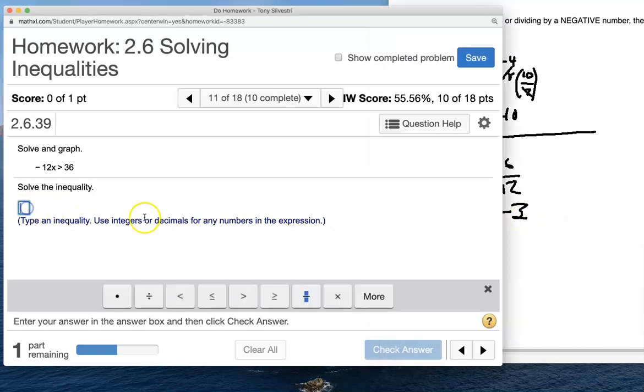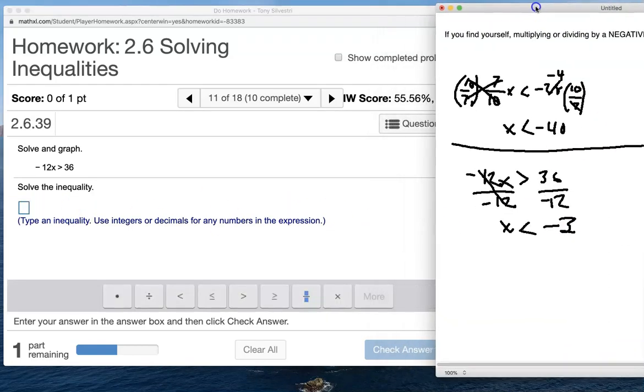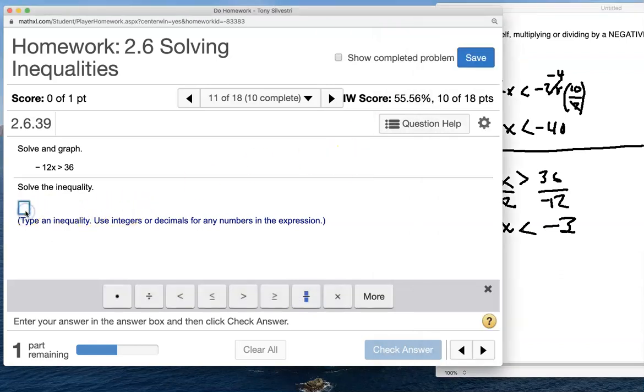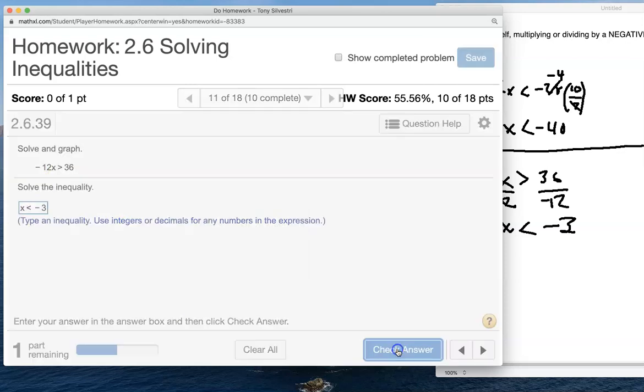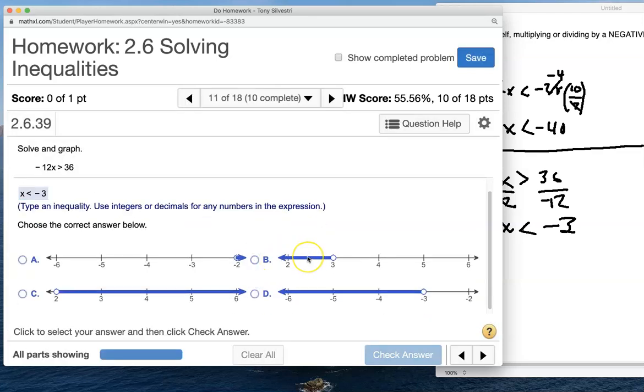So what I'm going to do is plug that in. X is less than negative 3. Now remember, it originally was greater than, but because we're multiplying or dividing by a negative number, you switch the arrow. Notice the direction I picked, it's opposite from that. Check your answer. Great. That's the only real big difference in doing these. X is less than negative 3. Hollow line on the negative 3 to the left, right there.